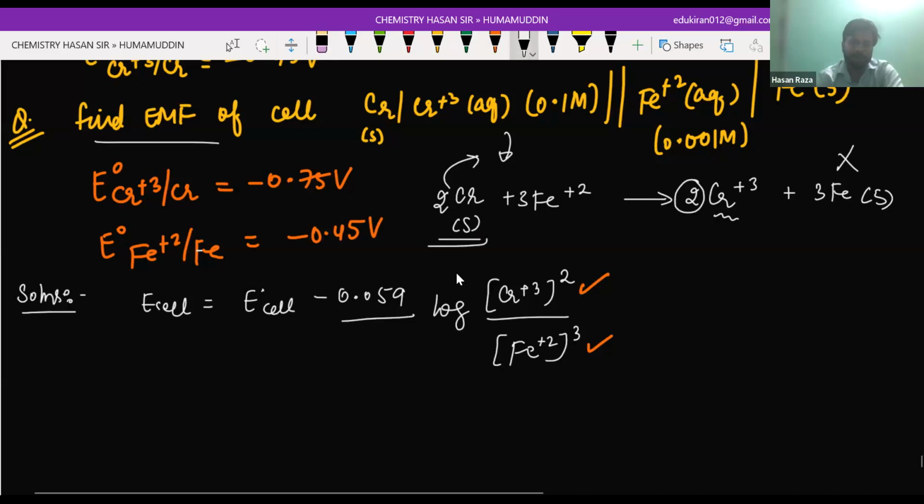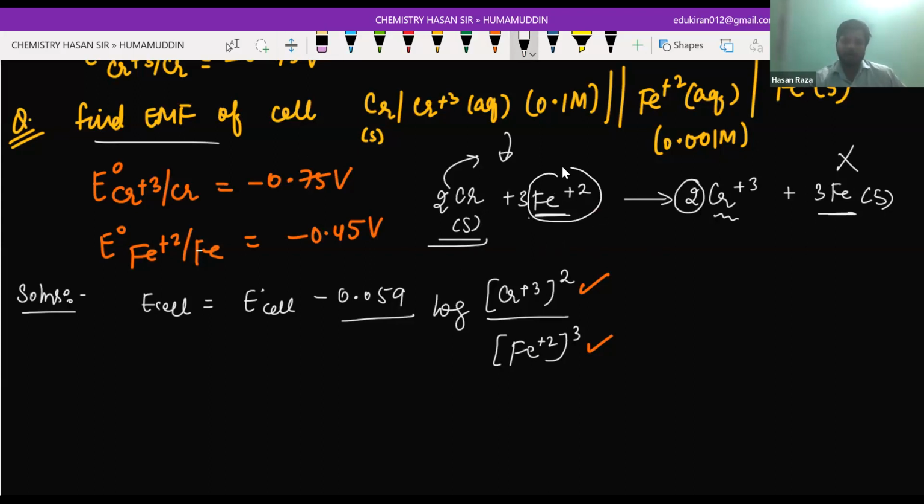I took 2, sir. How many electrons have you taken? The value of n, 2. It will not be 2. See, it will be 2 for one element, but we calculate for the balanced equation. So you can see it is going from Fe plus 2 to Fe. That means one iron atom gained 2 electrons. But how many iron atoms are there? 3. So the number of electrons will be 6.